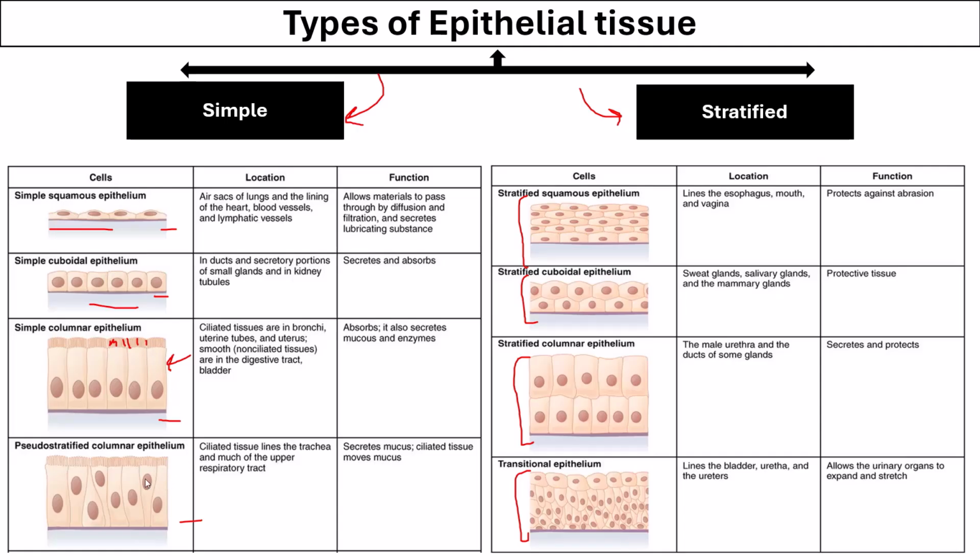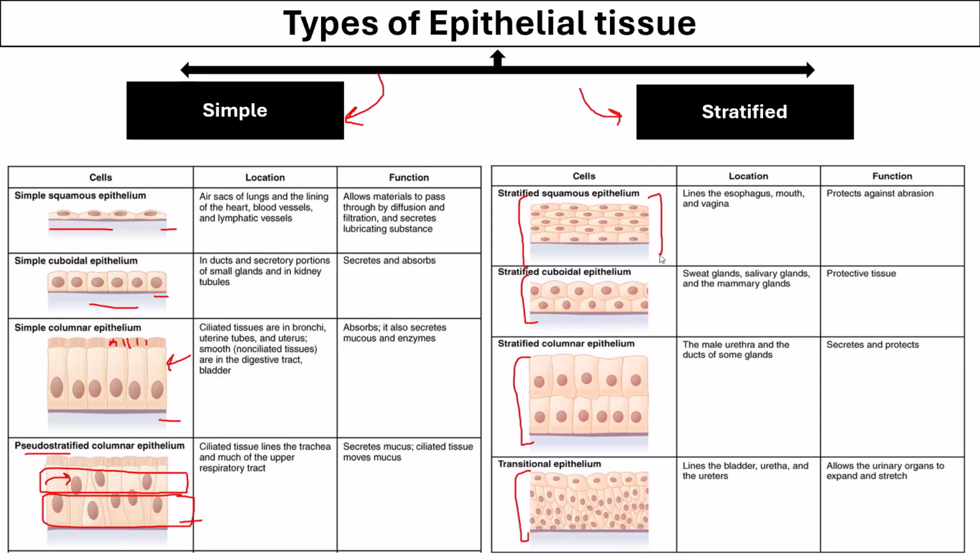And if they appear to be two layered, because the nuclei are not aligned but are at different levels, so you would feel that there are two different layers of cells, although it's just one, it's called pseudostratified, meaning a false appearance of being multi-layered.